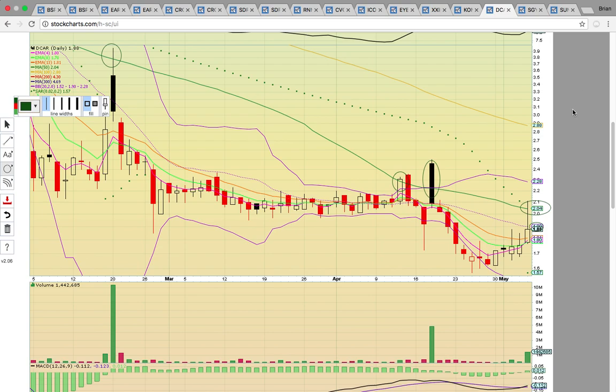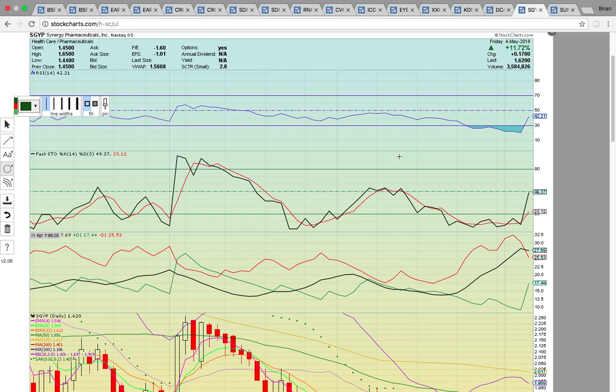That'll be the signal it's ready to go, and that'll signal more upside potential. So just keep an eye on it. We'll see if it can turn that level into support.